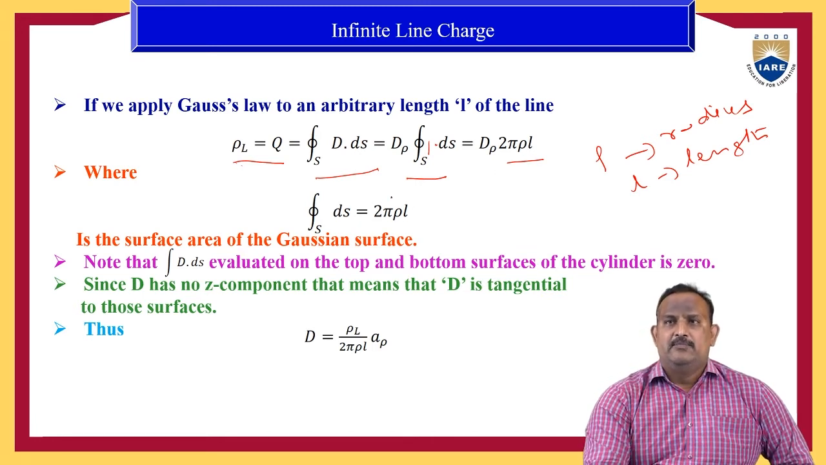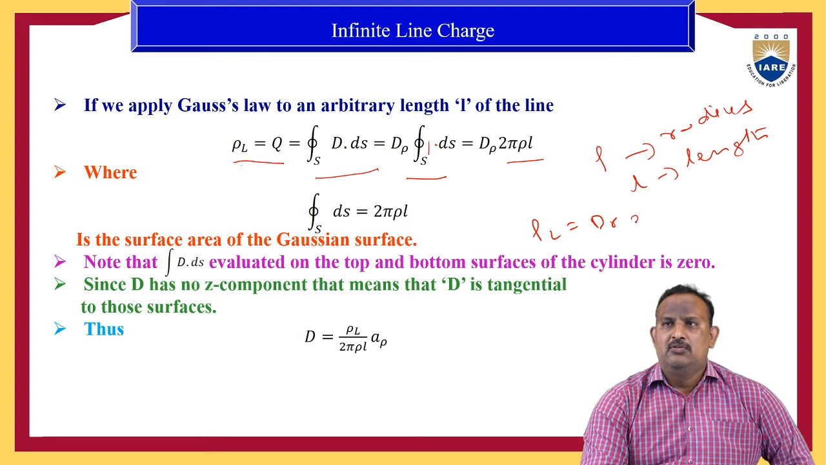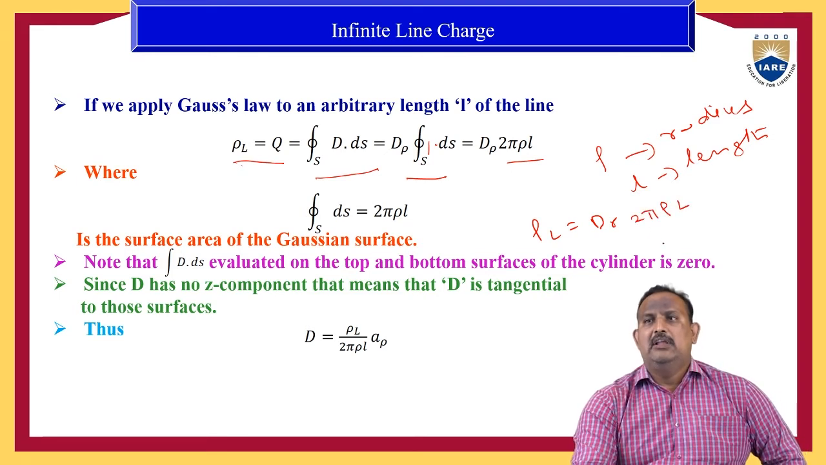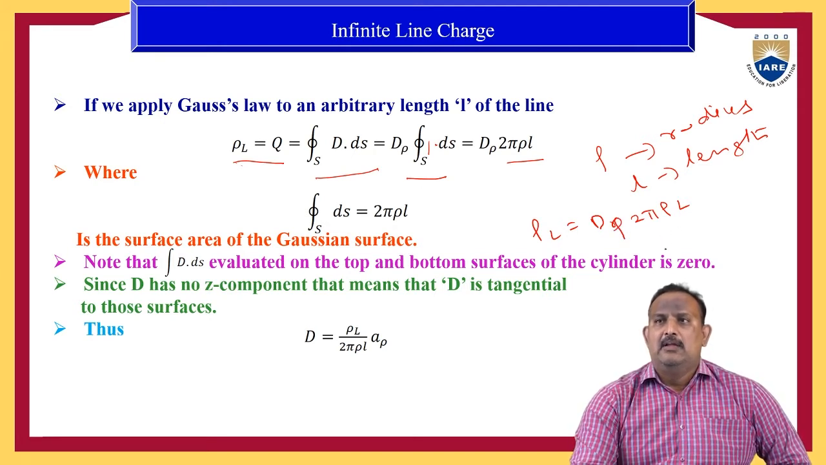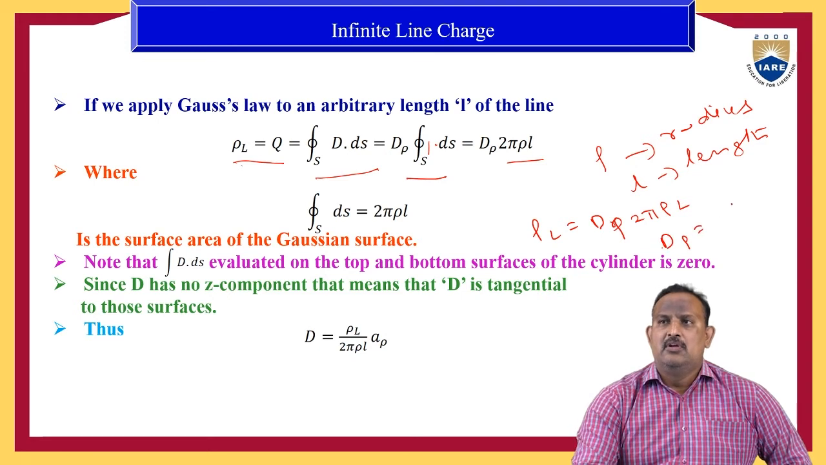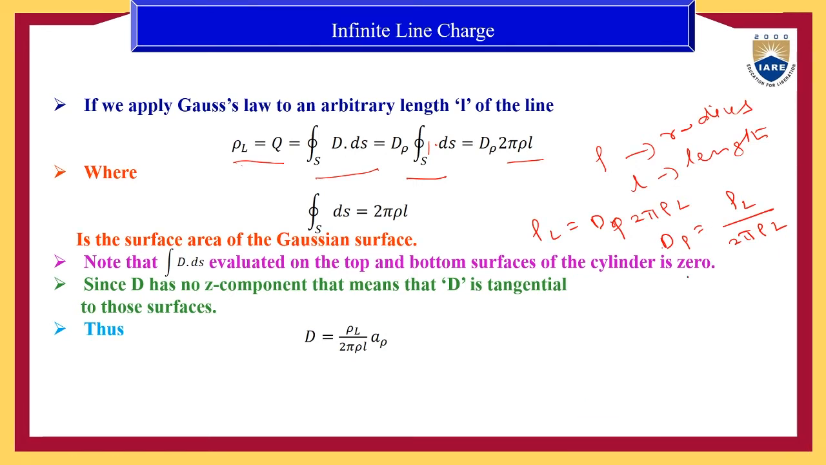Then we can write rho L is equal to D rho into 2 pi rho L. Or we can write D rho is equal to rho L by 2 pi rho L. Or in general, we can write D is equal to rho L by 2 pi rho L into A rho. So this is the electric flux density due to the line charge.